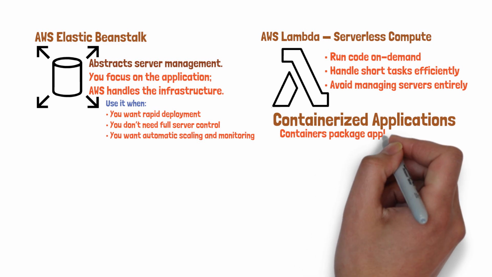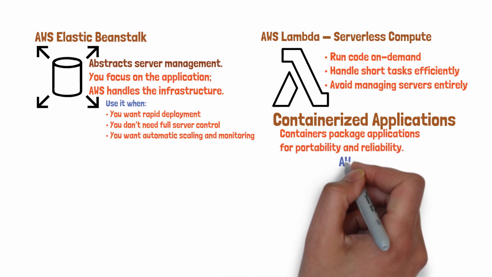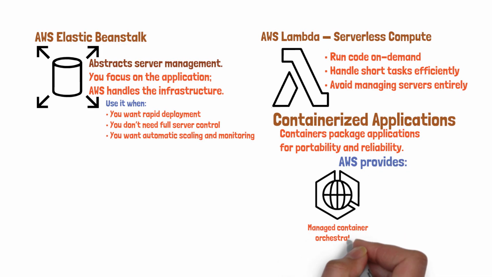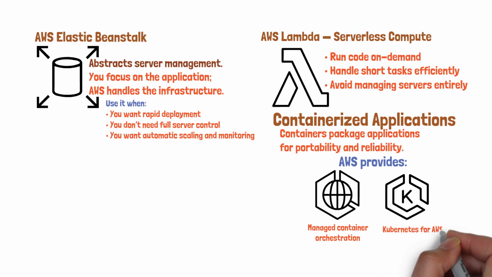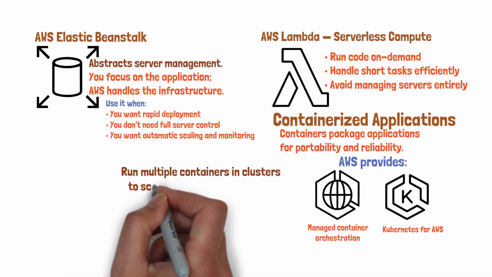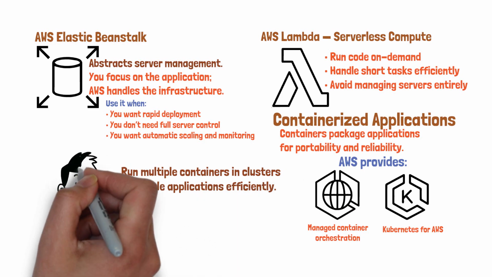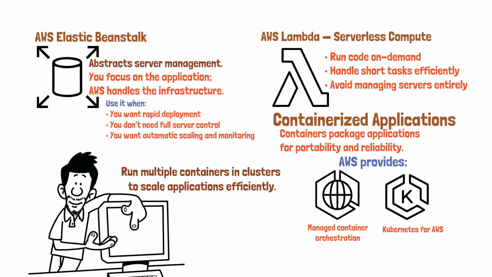Containerized applications. Containers package applications for portability and reliability. AWS provides ECS, managed container orchestration, and EKS, Kubernetes for AWS. Run multiple containers in clusters to scale applications efficiently. Stepwise explanation here reinforces mastery, preventing overwhelm.